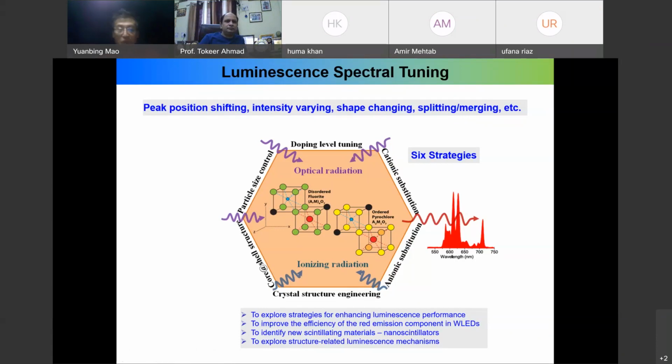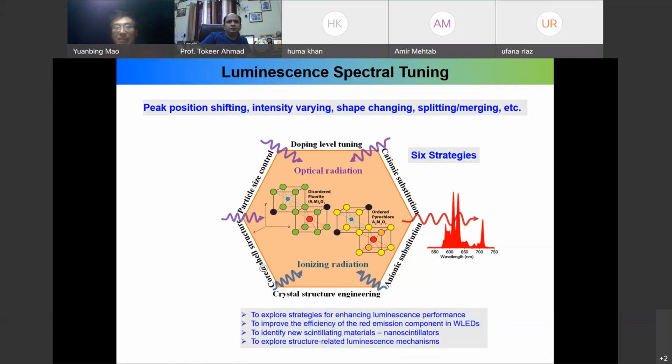So this type of materials is a lot of fun to study. And again, I will show you some application aspects, which make everything more interesting. So how do we tune the luminescence spectrum?